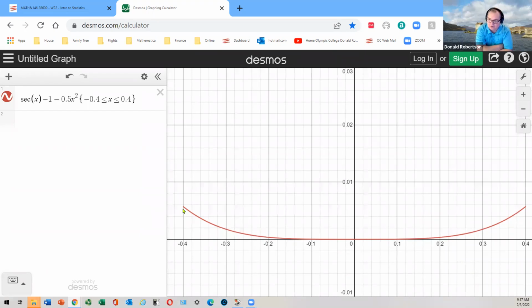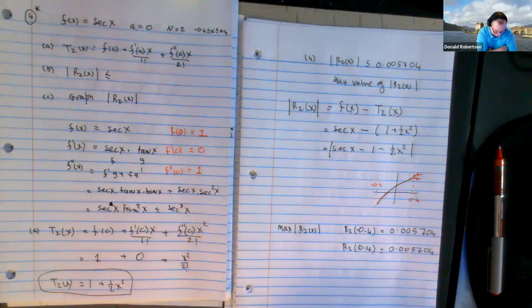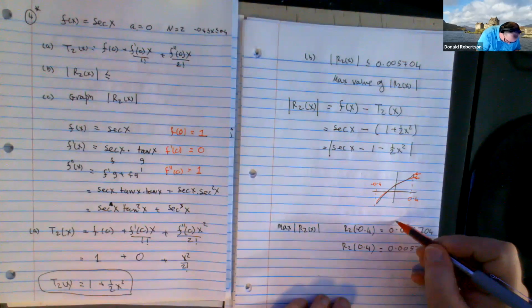Are we good with this new guy, the Rn, the R2 of x? It's basically a function that will tell us, if we use a Taylor's polynomial to approximate a function, that the R2 will tell you the error. And that's how I do that question.